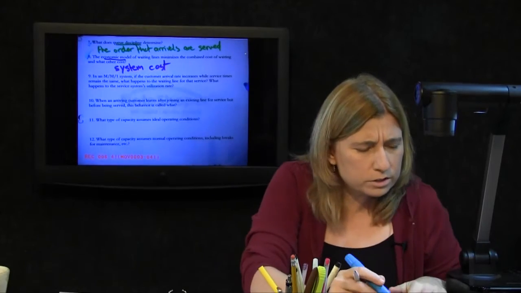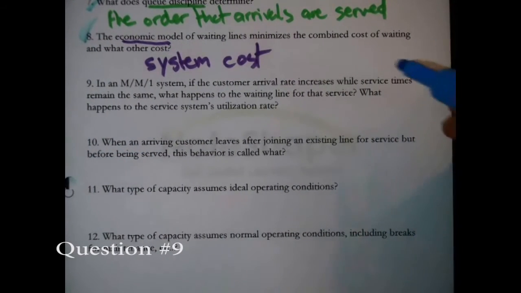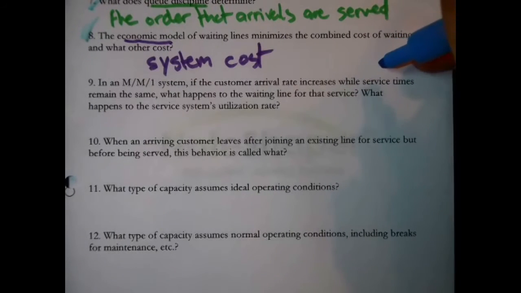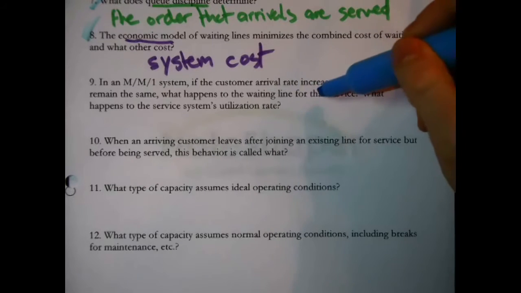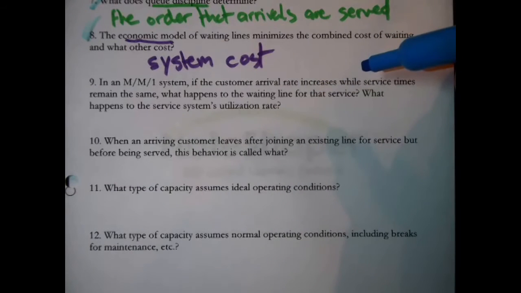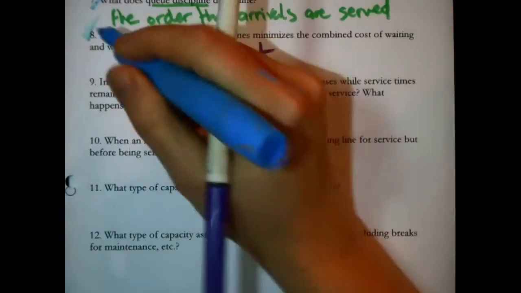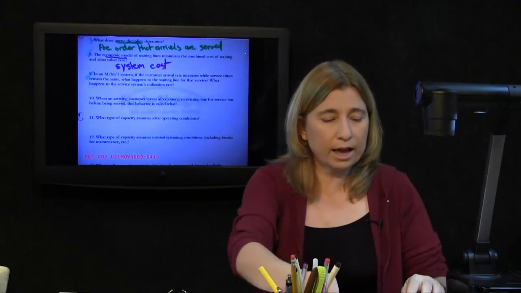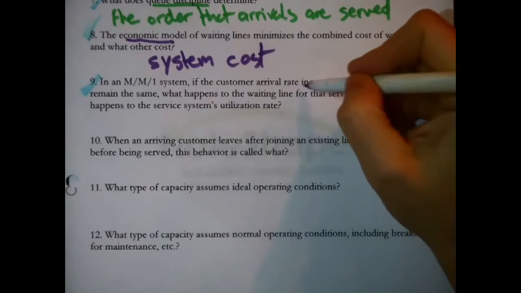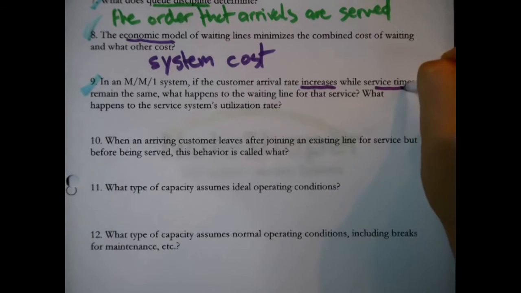All right, next. In an M/M/1 system, if the customer arrival rate increases while service times remain the same, what happens to the waiting line for that service? What happens to the service's utilization rate? Okay, no fair. This particular one is two questions. Okay, first, what has happened? Let's look. The customer arrival rate increases, the service times remain the same.